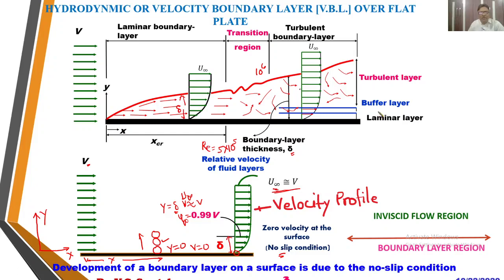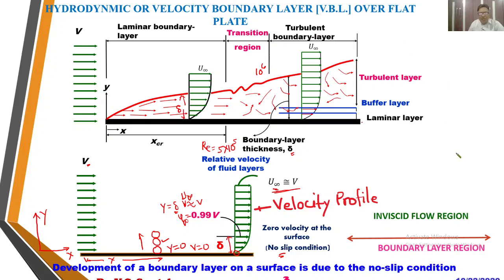So this way, the Reynolds number or velocity of the fluid also affects the development of the velocity boundary layer over a flat plate. This is called the laminar boundary layer region up to a Reynolds number of 5 into 10 to the power 5. From 5 into 10 to the power 5 to 10 to the power 6, it is called the transition region. And above a Reynolds number of 10 to the power 6, it is called the turbulent boundary layer.